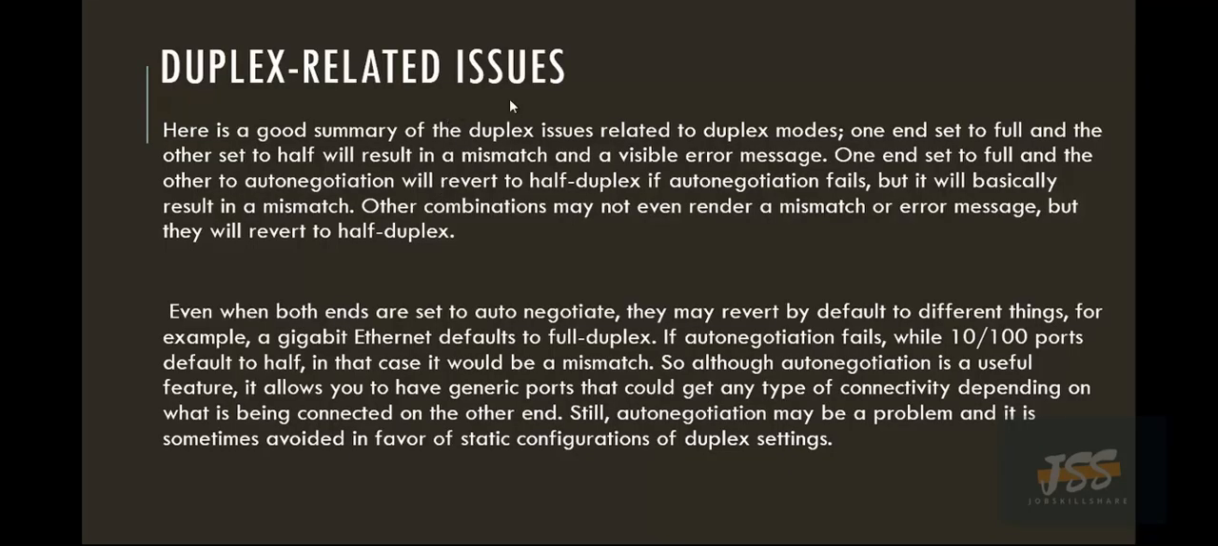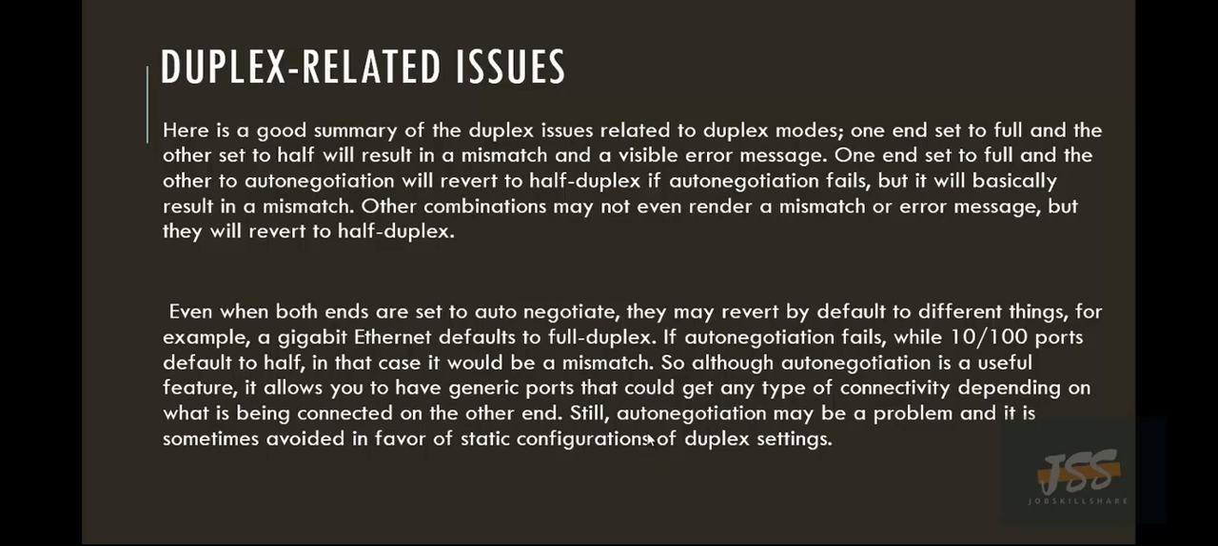So duplex related issues. Here is a good summary of the issues related to duplex mode. One end set to full and the other end set to half will result in a mismatch and a visible error message. One end set to full and the other set to auto negotiation will revert to half duplex, because if auto negotiation fails, it will also result in a mismatch. Other combinations may not even render a mismatch or error message, but they will revert to half duplex. So even if both ends are set to auto negotiate, they may revert by default to different things.